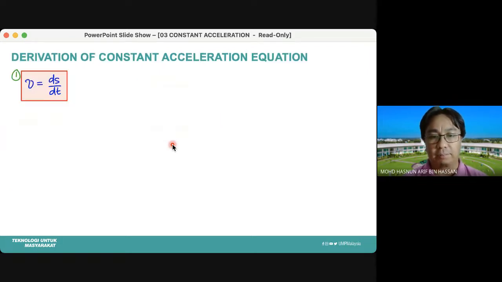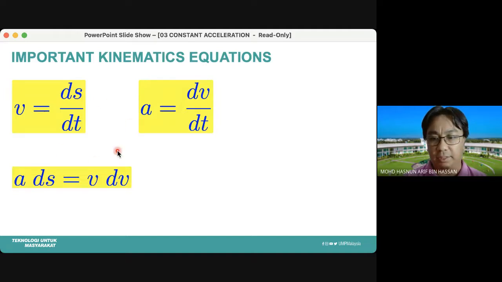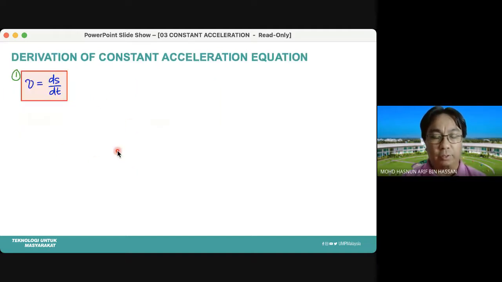So there are some cases, ada beberapa keadaan di mana the acceleration of the object is constant. Maksudnya throughout the motion, from the beginning until the end, the acceleration of the object is constant, tidak berubah, tetap pada acceleration yang sama. Therefore, we can use three new equations that can be derived from the basic kinematic equations. I think all of you should have already watched how these three equations are derived from the videos.